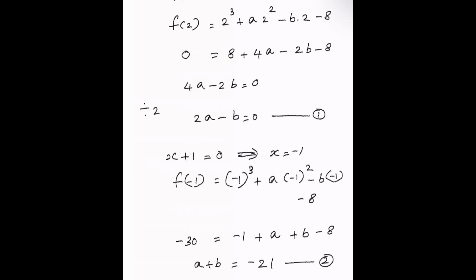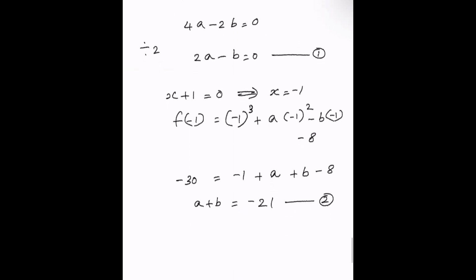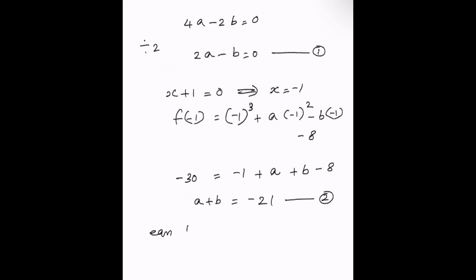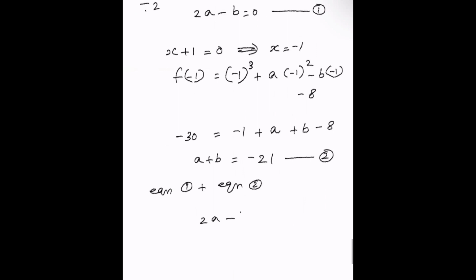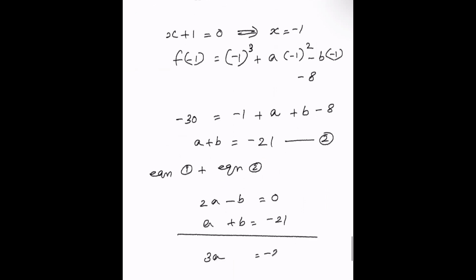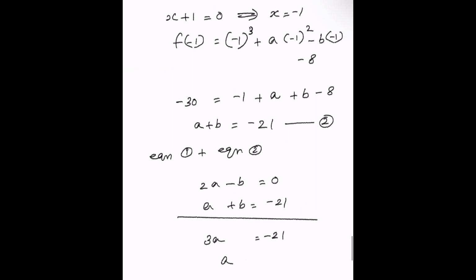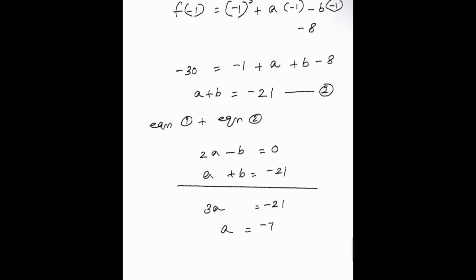So I have got two equations. Now use simultaneous equations. We have learned 2-3 approaches in 9th grade. Use the simplest approach, because when you add the first equation and second equation, the b term will get cancelled out. So equation 1 plus equation 2: 2a minus b equal to 0, a plus b equal to negative 21. Add up, I am getting 3a equal to negative 21, and a would be negative 7. Now, what is the value of b?